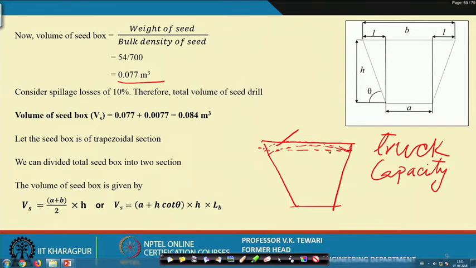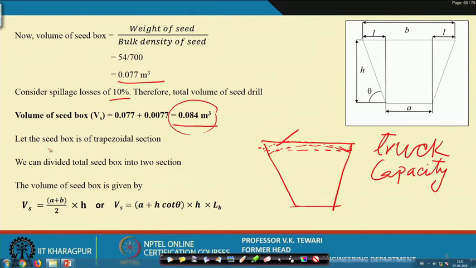Therefore, we will take up a freeboard, which you might have also come across when you are deciding about irrigation problems and all that. This could be taken as 10% here. Now, using this as 10%, the actual volume gets modified to this. We would like to have this.